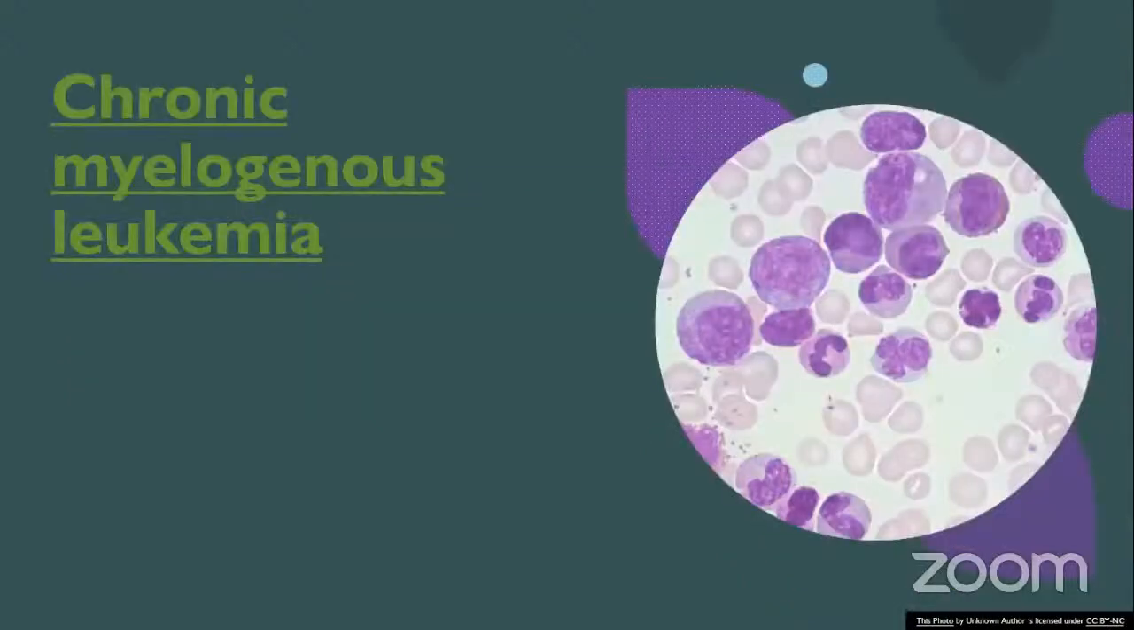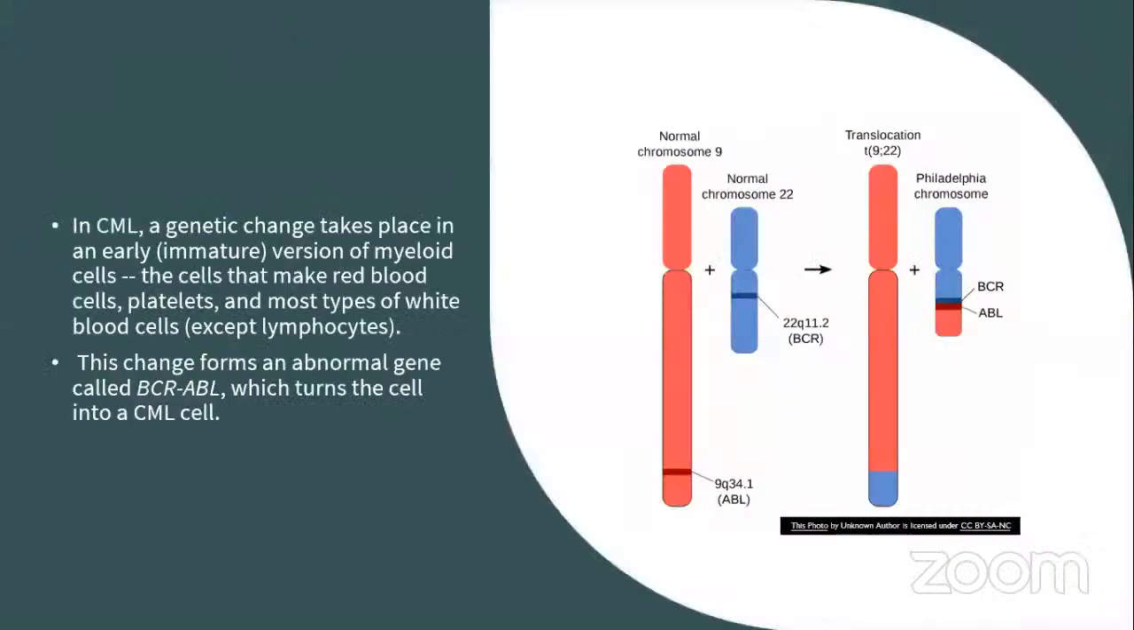Then chronic myelogenous leukemia. In CML, a genetic change takes place in an early or immature version of myeloid cells, which are the cells that make RBCs, platelets, and most types of white blood cells, except the lymphocyte. So CML is not affecting lymphocytes. This change forms an abnormal gene called BCR-ABL, which turns the cell into a CML cell.